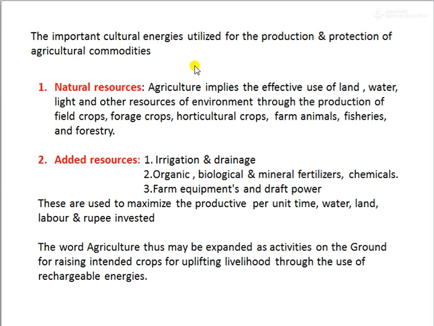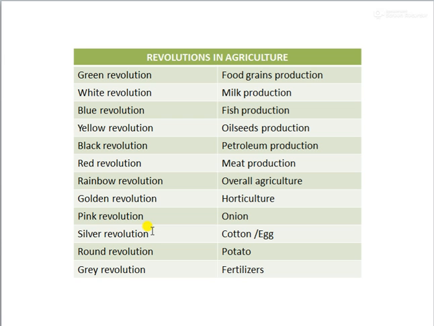First one is natural resources, which are directly gained from nature. Agriculture implies the effective use of land, water, light and other resources of environment through the production of field crops, forage crops, horticultural crops, farm animals, fisheries and forestry. Second one is added resources, which we provide externally or artificially, that is irrigation and drainage, organic, biological and mineral fertilizer, chemicals, farm equipments and draft power. These are used to maximize the productivity per unit time, water, land, labor and rupees invested. The word agriculture thus may be expanded as activities on the ground for raising intended crops for uplifting livelihood through the use of rechargeable energies.